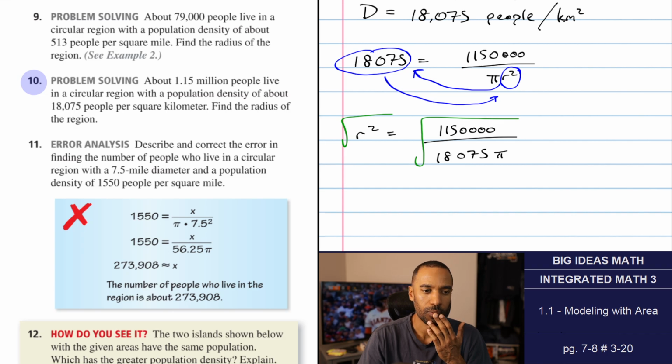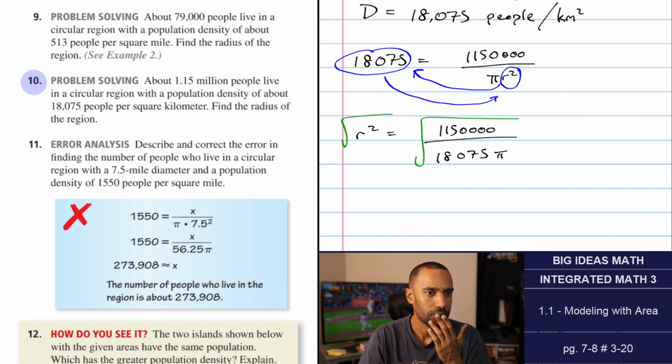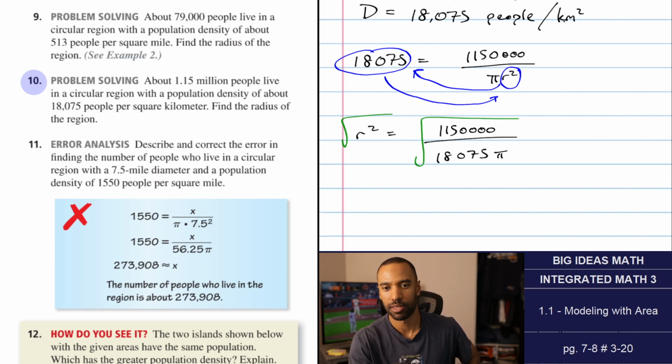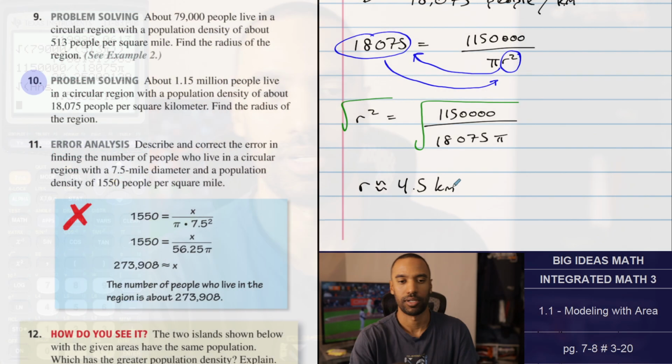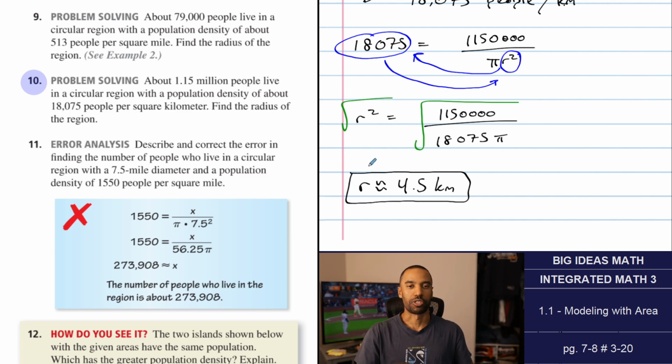So this is 1,150,000 divided by 18,075 pi. I didn't take the square root yet though. Whoops, square root. All right, this one is not rounded to the nearest whole number this time. This one's looking more like 4.5. So I'm going to write that. I'm not going to say it's about 4 or about 5. I'll say it's about 4.5. Now this is kilometers. 4.5 kilometers is going to be the answer I'll put on that one. Trust the process.